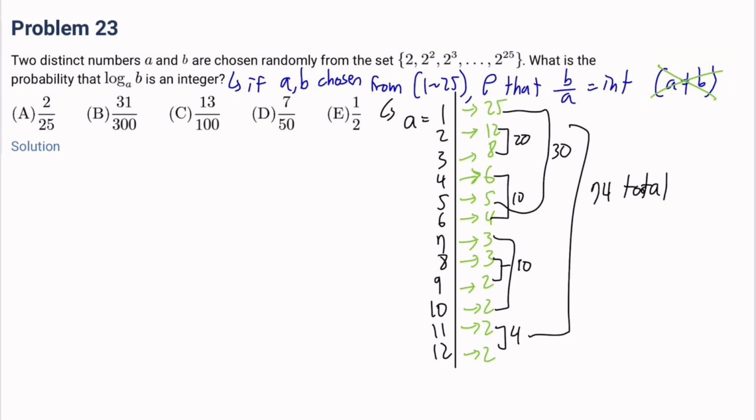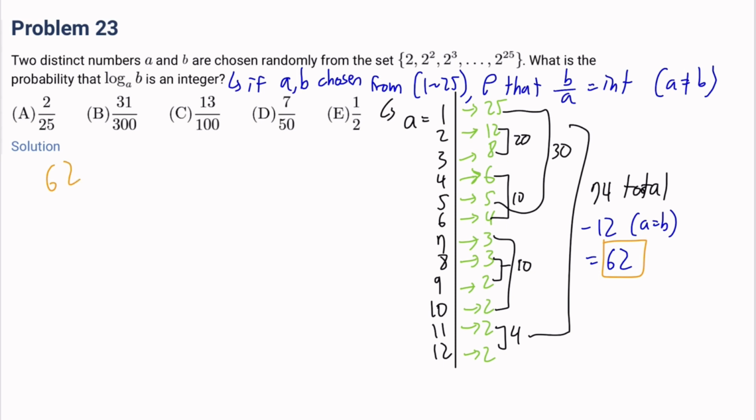And so if we look at that now, a cannot be equal to b. And since there are 12 values for a, then for each one, there must be 12 b values that are equal to a. So we have to subtract 12, because this is when a equals b. So this is going to be 62, so we're going to have 62 total possibilities.